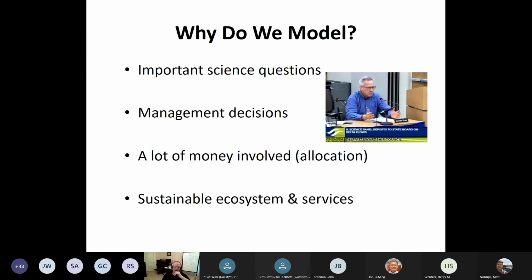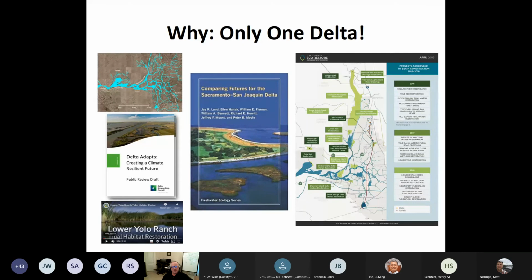There's science questions, there's management decisions. This audience doesn't need to be reminded of that. Why else do we model? Because there's only one delta. I wish there were 5, or 6, so you can treat 3 and don't treat the other 3. That'd be a lot easier. And to make it more complicated, there's a lot going on, as people know in this audience, in this system. So really all these things changing at once under novel conditions, some of them under extremes, droughts, etc. The simulation approach offers some promise for that.